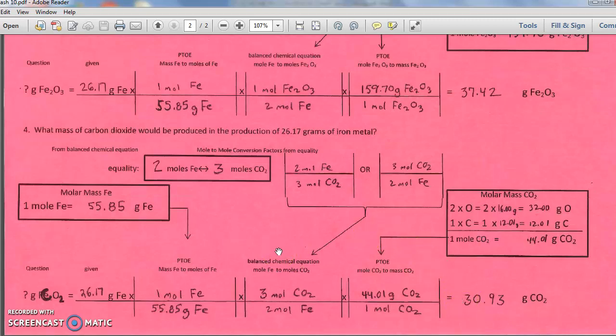This ends our video help on 9-10 practice problems. One of our most important calculations we can do, mass to mass stoichiometry. It's at the heart of so much chemistry. So be sure that you know how to do these.